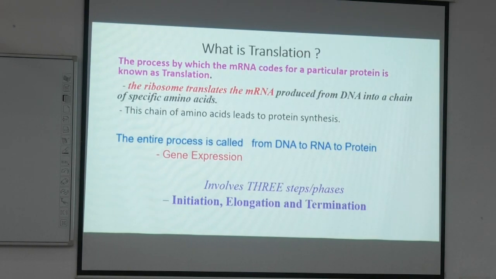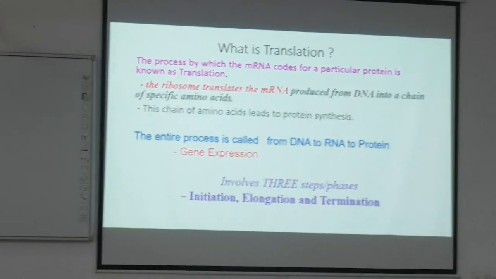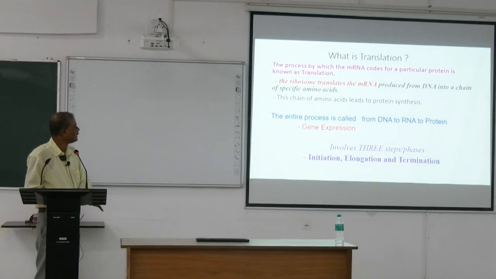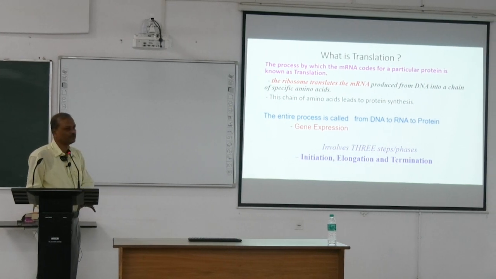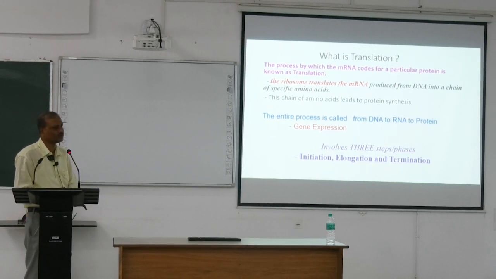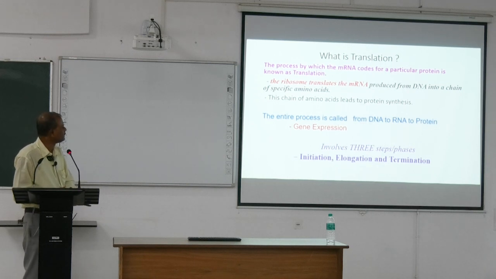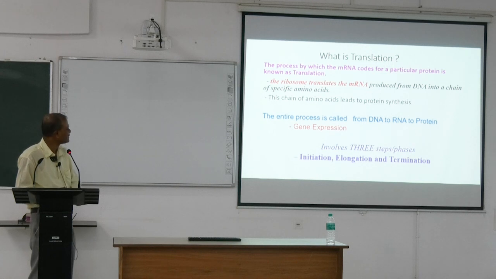What is translation? This you must know. This is the process by which mRNA codes for a particular protein. That is known as translation. You must know this. The ribosome translates the mRNA, produced from DNA, into a chain of specific amino acids. And this chain of amino acids leads to protein synthesis.